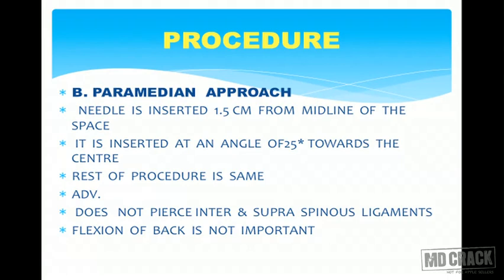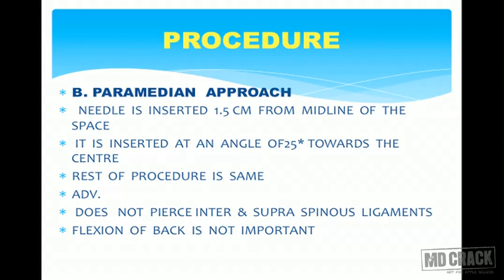Nurse standing at the edge of the table, patient is made to touch his knees, thus making the spine prominent. Palpate both the sides of the iliac crest. The imaginary line joining the crest is at the level of L4, L5. And now the difference starts in the paramedian approach.